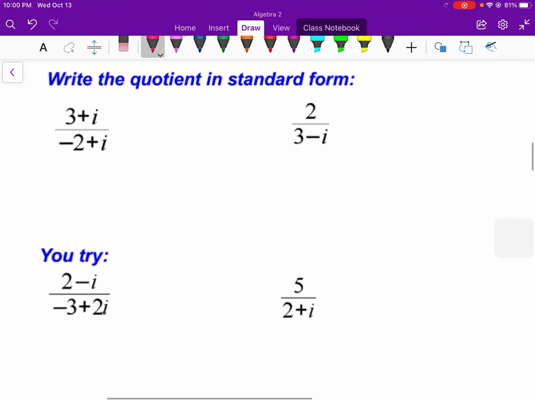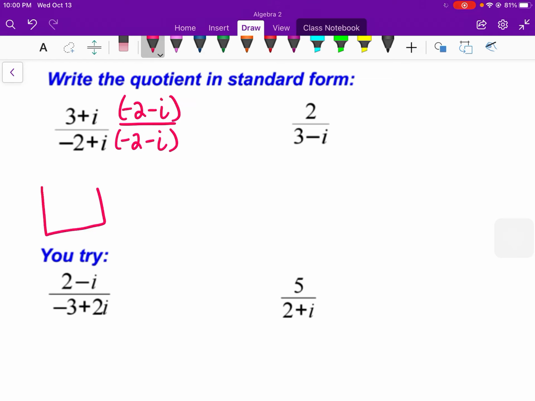Okay, to divide complex numbers, you have to multiply both the top and bottom by the conjugate of the denominator. So the denominator here is negative 2 plus i, so the conjugate would be negative 2 minus i. And then you would do negative 2 minus i on top as well. So then multiplying out the top, you get 3 plus i times negative 2 minus i.